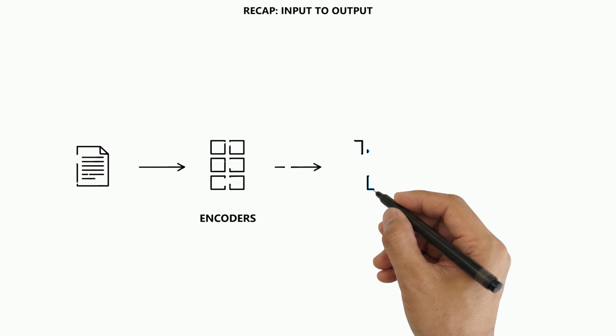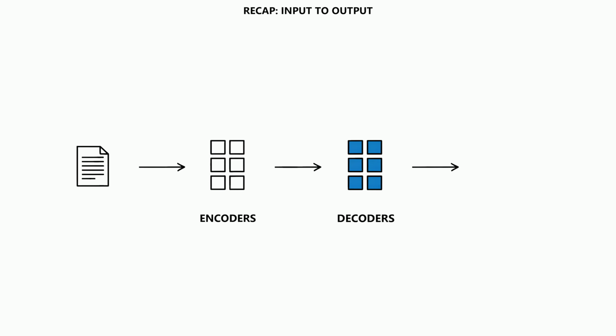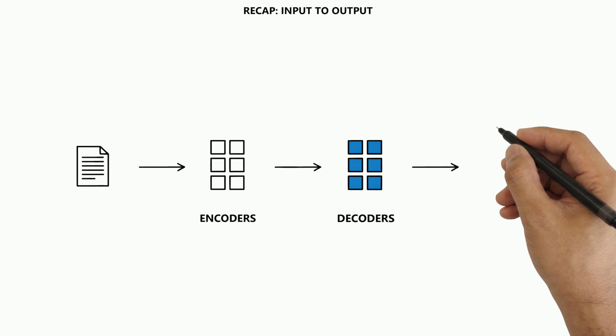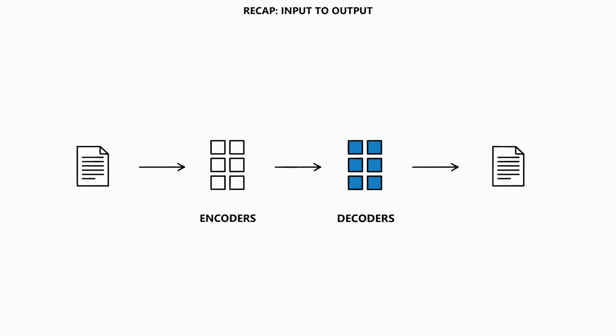So the full shape is input sentence, 6 stacked encoders building up a representation, 6 stacked decoders consuming that representation, and the input's own attention to generate output, one word at a time. Next, we go all the way back to the very first step, how raw text becomes tokens the model can actually work with.